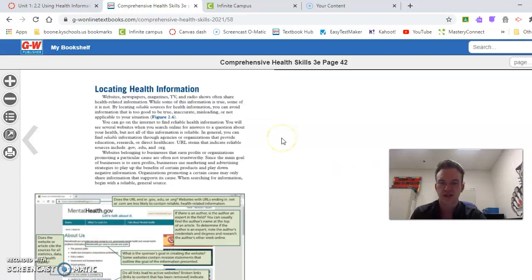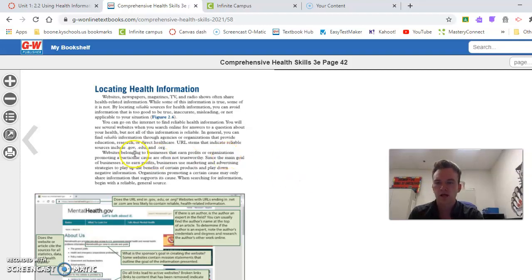So locating health information. This is a big part of health literacy, is knowing where to look. So websites, newspapers, magazines, TV, and radio shows often share health-related information. Like it says in this stanza here, some of that information is going to be true, and some of it could be biased and misleading. So you have to be careful where you get this information. Radios, my own father oftentimes will say, I heard this on the radio, that causes cancer. Okay, well, anybody can say something causes cancer on the radio. Did they back it up with some information of where that research came from?